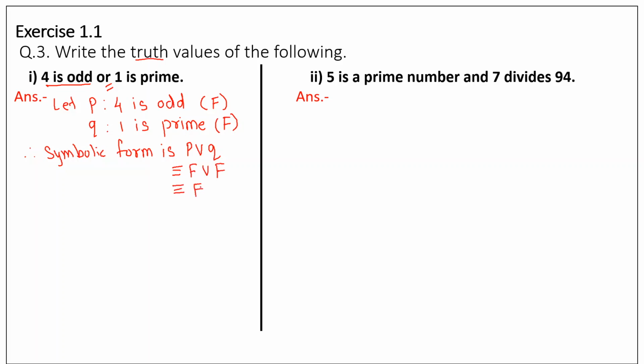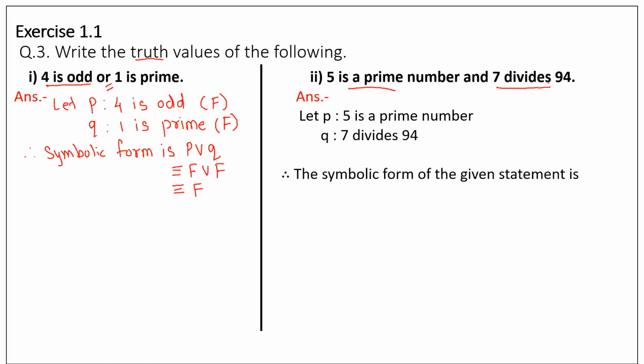Okay, so next example, 5 is a prime and 7 divides 94. Again we write this in symbolic form. So let P be 5 is prime, Q be 7 divides 94. The symbolic form of the given statement is P and Q, as AND is used. So the truth value of P is T and of Q is F. So T and F is F. Okay, next one.